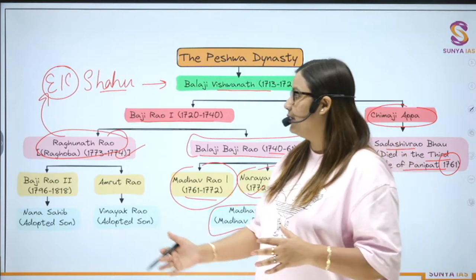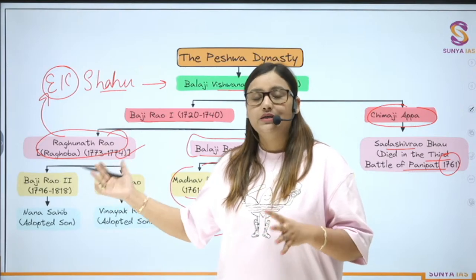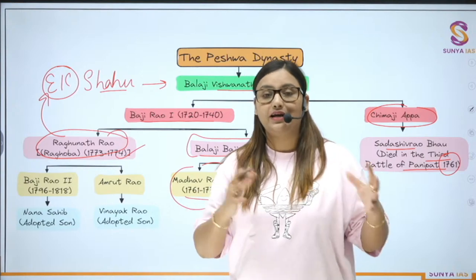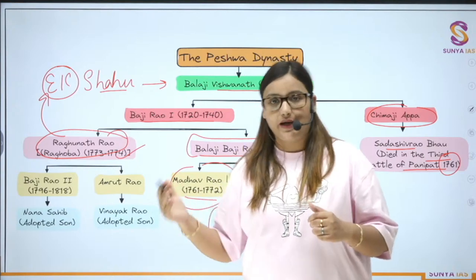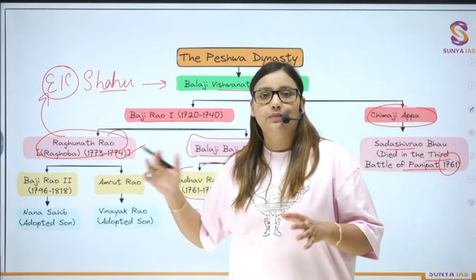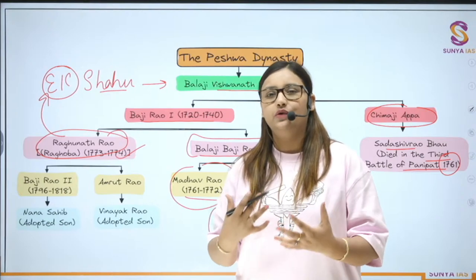So as you understand, the EIC started a process of centralization in India, and that's why the Calcutta Council rejected the treaty signed by Bombay EIC and Raghunath Rao, according to which Raghunath Rao was given a few soldiers to fight against the family members, against Savai Madhav Rao. And also Raghunath Rao was assisted by the EIC in the war. He gave the areas of Basin and also shared a few taxes.